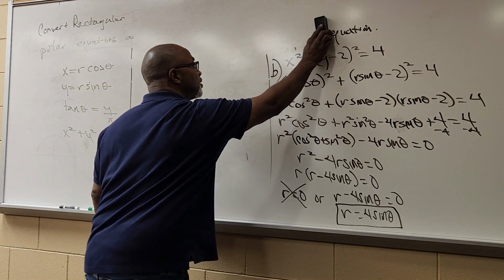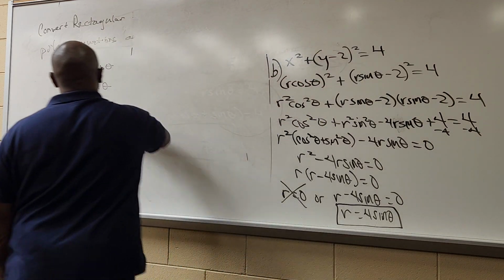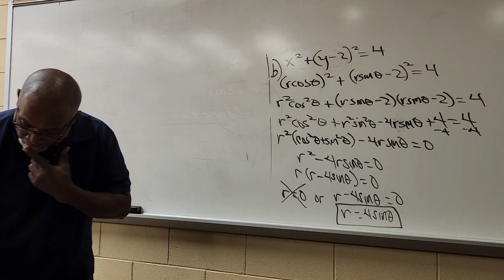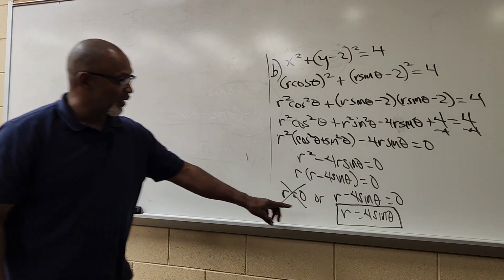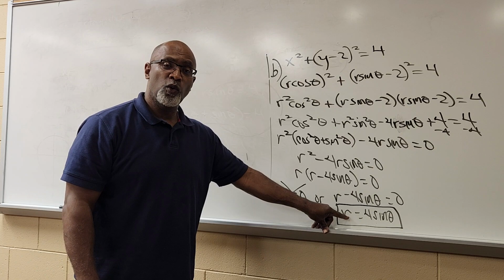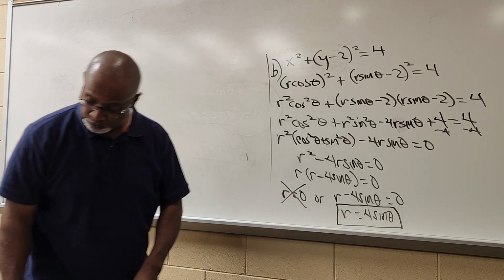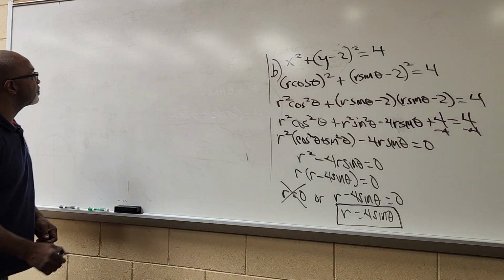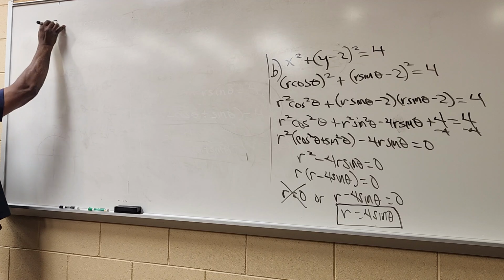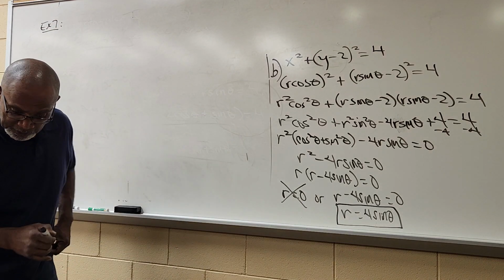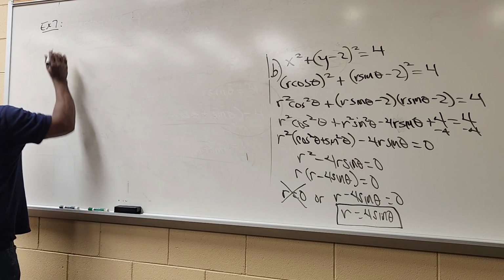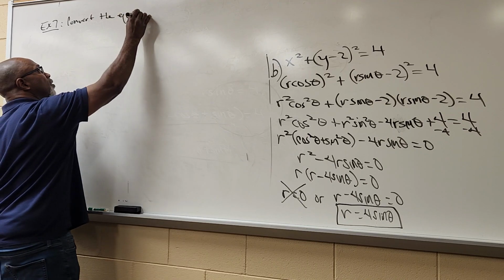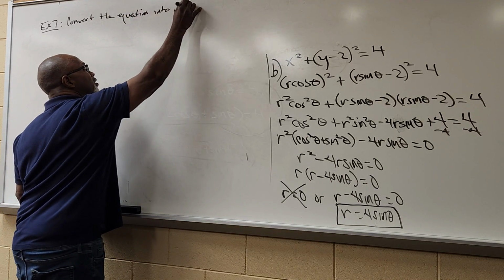Okay? All right, let's do another example. And again, we see that we solve the equation for r. When you're putting an equation in polar, typically we'll solve for the variable r. Let's do example 7. Example 7 says convert the equation into rectangular.